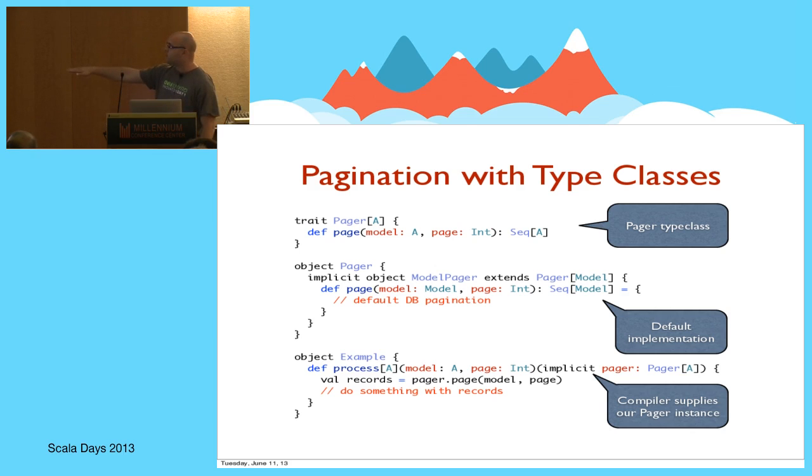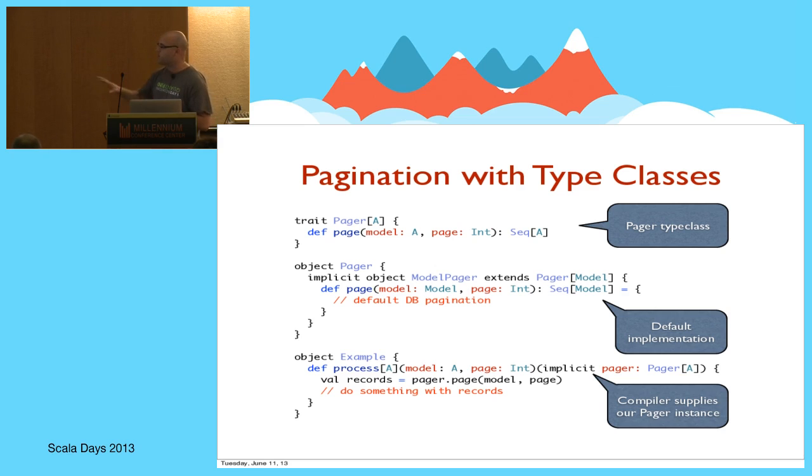But in this case, it can find it because we've put the implicit object, or the type class instance, if you will, in Pager's companion object. Not to get into too many details, but one of the places where Scala searches for implicit definitions is the companion object of the type class. And so here we can say pager.page and pass in the model and the page, and then we can do something with the records.